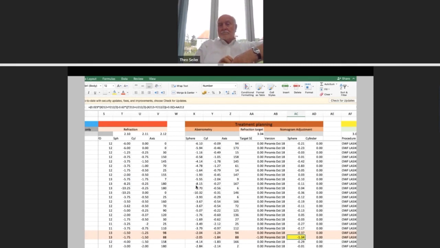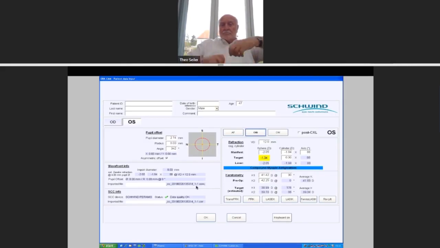So here's the patient in pink down at the bottom that we're highlighting. We're looking at the left eye, and the refraction target here was -1. The nomogram adjustments based on our regression analysis are layered on that. This is not complex to do at all. We get those numbers dropping out automatically, and we type them into the target sphere box, and then the treatment is ready to go.